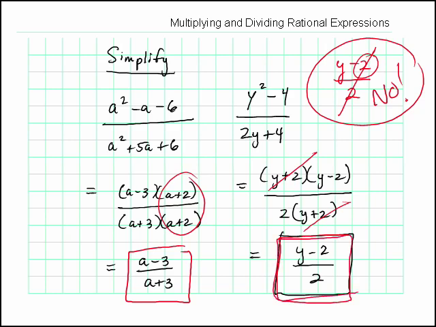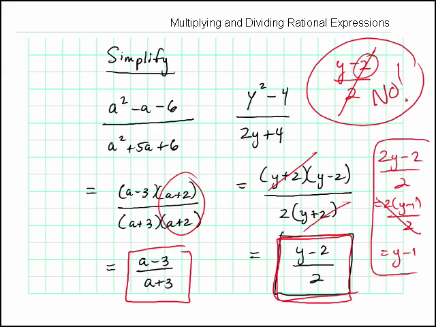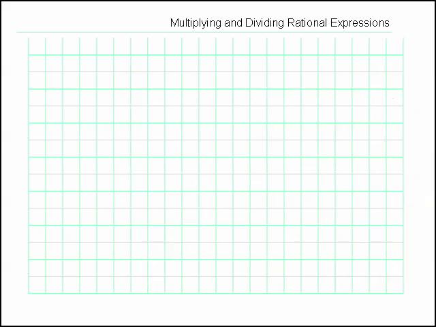If I had something like this, now that's different. I can simplify that because I can factor 2 out of the top, then cross out the 2s, and I'd be left with y minus 1. Okay? That's okay. But this right here is not reducible any further. Next. Pick a couple out of the homework set.